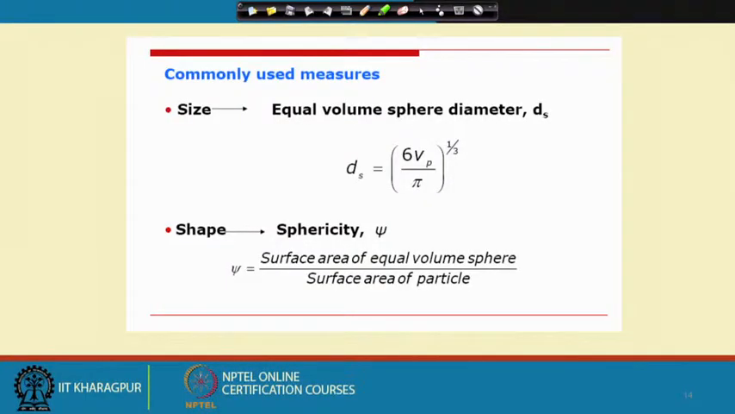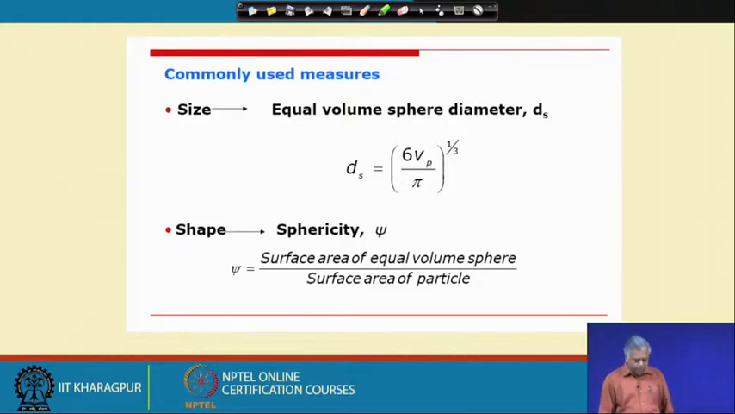We have already discussed, when we discussed particle shape, the intrinsic difficulties in defining the particle shape, and ultimately we concluded that the particle shape can be defined in terms of sphericity, where sphericity is defined as the surface area of an equal volume sphere divided by the surface area of the particle. We had a detailed discussion on this, so I do not want to repeat that.